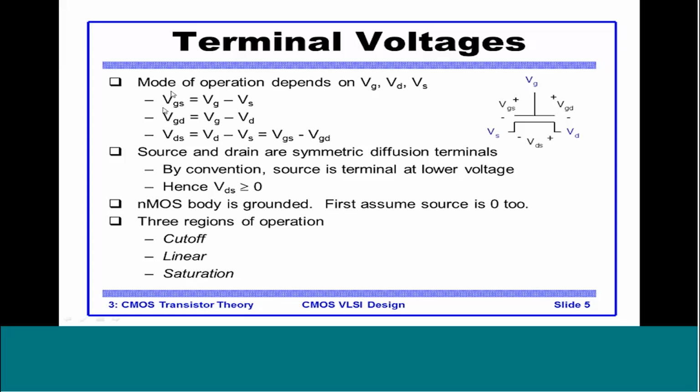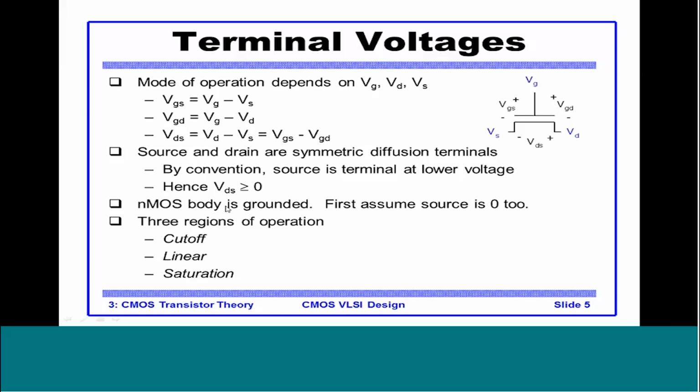So in this case, VGS is equal to VG minus VS. If VS is 0, then VGS is simply VG. Gate to drain voltage is VG minus VD. Drain to source voltage is VD minus VS, or VGS minus VGD. Both are true.